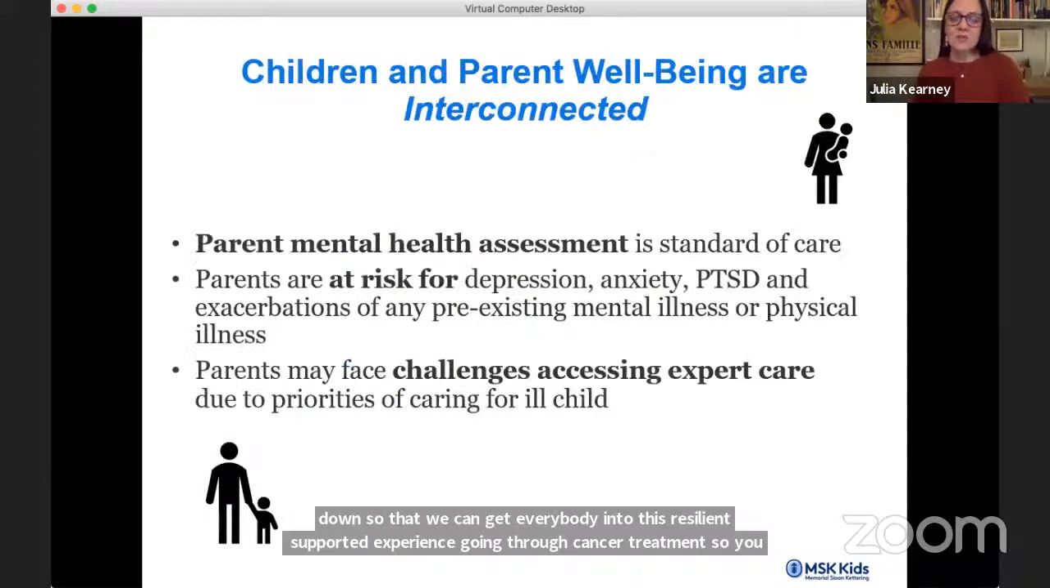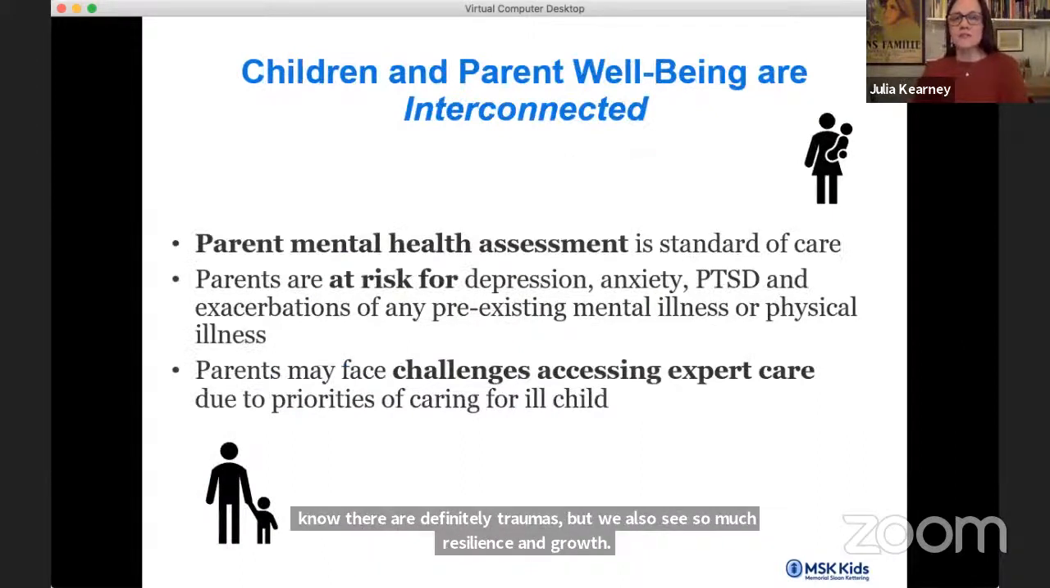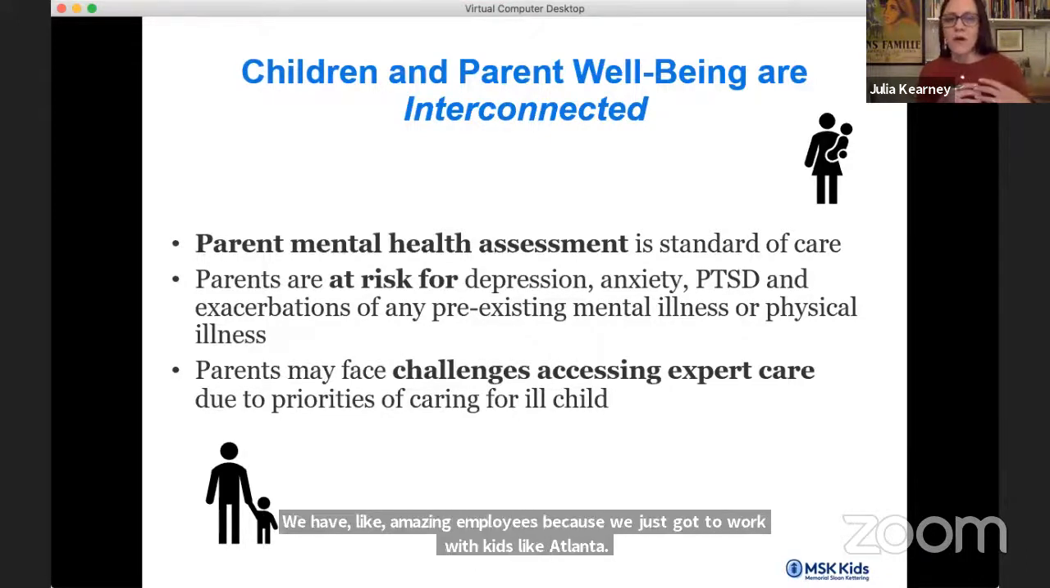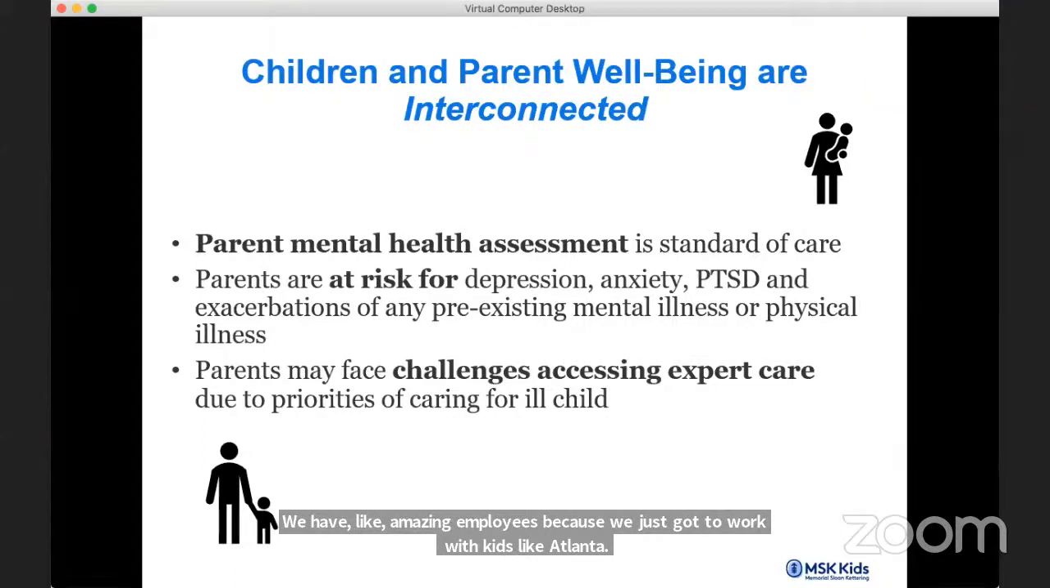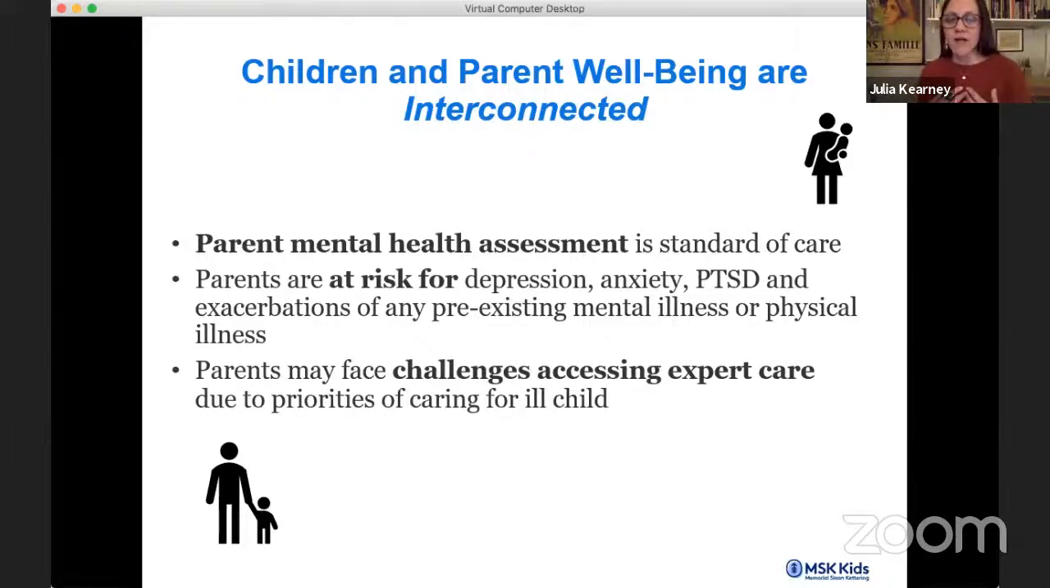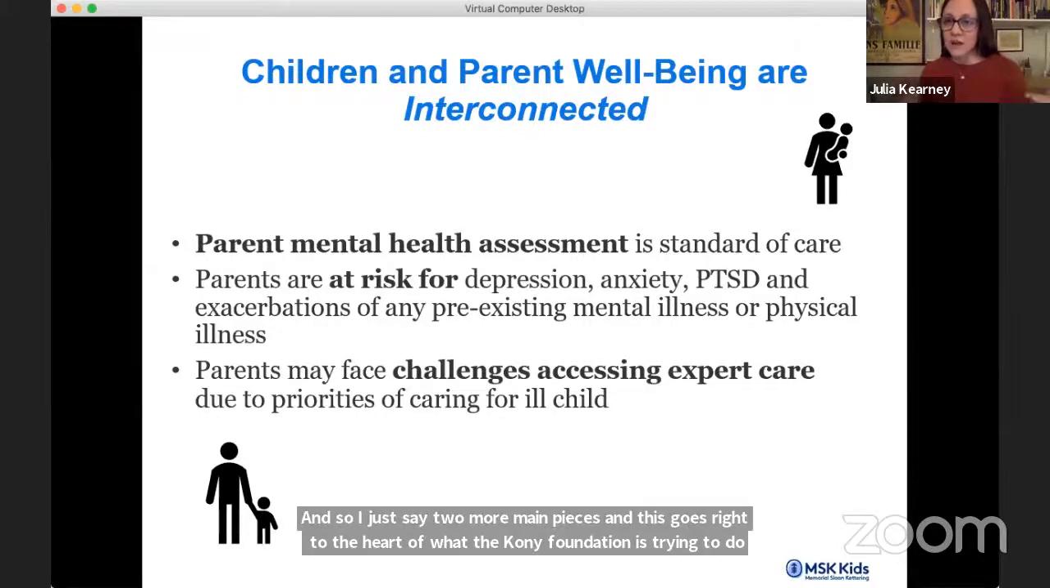So I'll just say two more main pieces, and this goes right to the heart of what the Koenig Foundation is trying to do, because they understand that children's and parents' well-being and mental health are interconnected. If you really want kids to thrive and recover from this, you have to make sure their parents are okay. And so we see parent mental health assessment as a standard of care. It is a standard of care across the field.